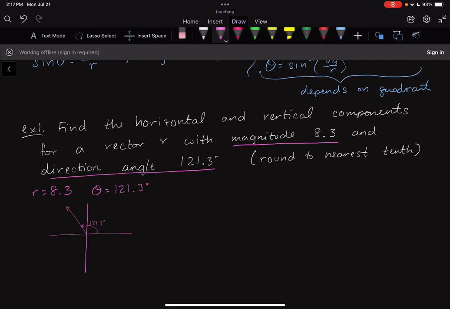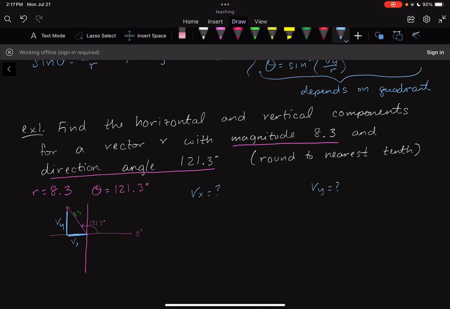So that's how my angle is going. Remember, it always starts at 0. And then the length of this is 8.3. And so then what I am looking for is I want Vx and Vy. So I have my R, I have my theta, but I need to find my x and my y. So my horizontal is Vx and my vertical is Vy.